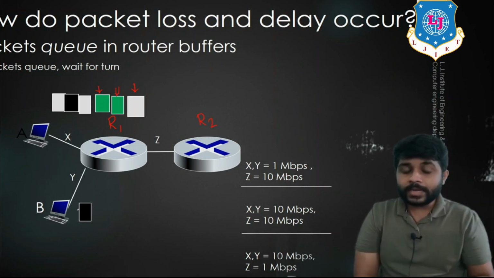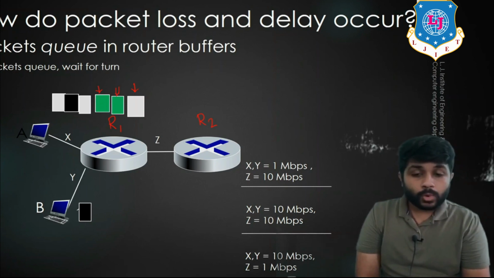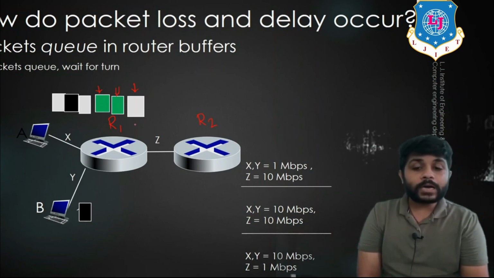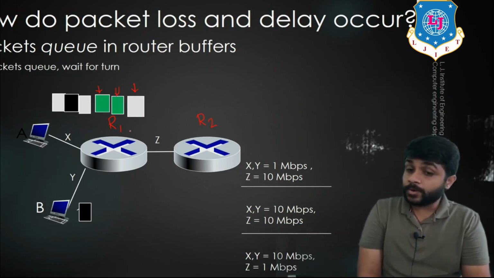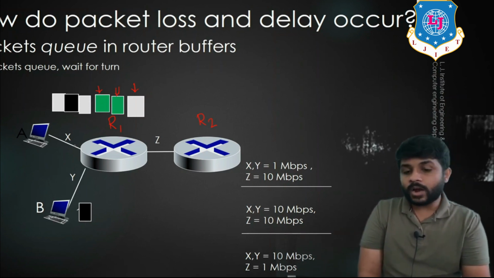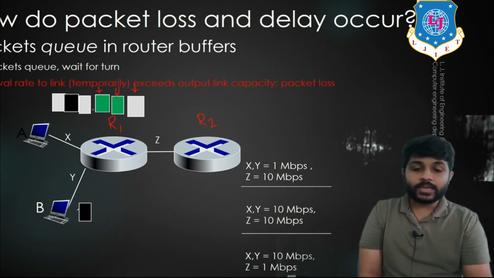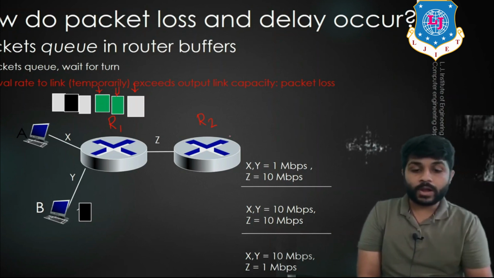So you can see that in the router R1 all the packets are queued up. When these packets are queued up, they are stored in the router's memory, and the router has a very limited amount of memory. If the router's memory is full and at that time the router is receiving an extra packet, the router has to drop that packet, and that is the reason why there is packet loss, because of the limited memory of the router.